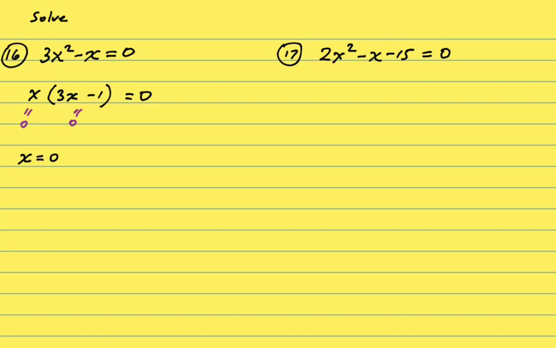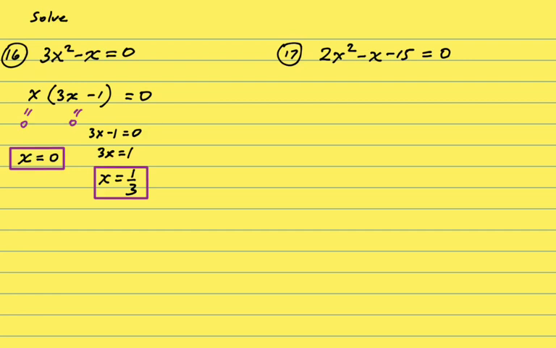So x equals 0, or 3x minus 1 equals 0. Add 1 and divide by 3, and you'll have your answers. x equals 0 and x equals 1/3.